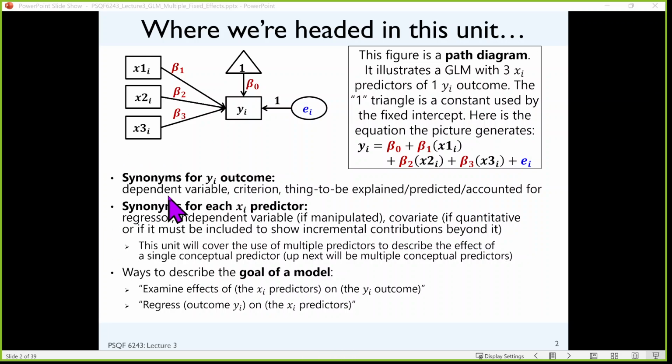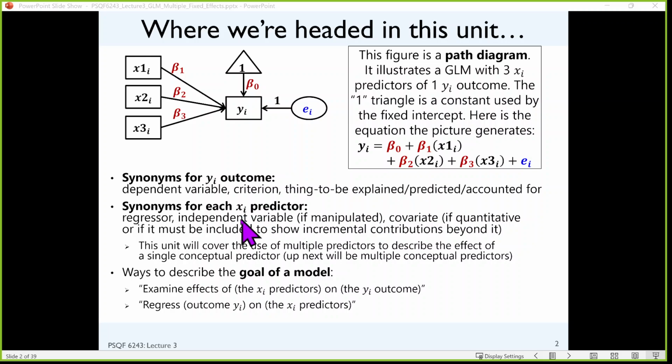So in this case here, just reviewing terminology, y outcome, other folks might call that a dependent variable, or DV for short, the criterion, and more generally, it is the thing that you are trying to explain or predict or account for.